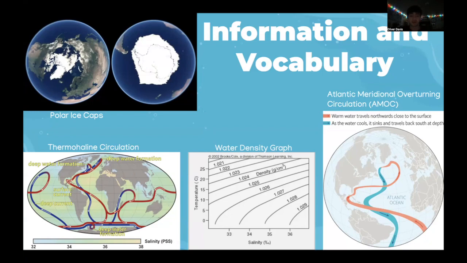The cycle is caused by global wind patterns, the Earth's rotation, and differences in water density. Next, we have the Atlantic Meridional Overturning Circulation, or AMOC, which is a component of thermohaline circulation based in the Atlantic Ocean. And it brings warm water up to the Arctic region through the Gulf Stream, where it then gets colder and sinks and continues the cycle. And then finally, we have water density, which is affected by temperature and salinity. Salty water is denser than fresh water, while cold water is denser than hot water.